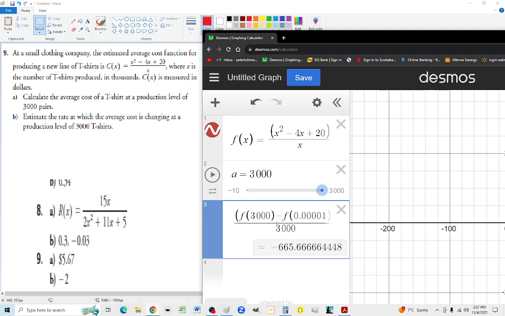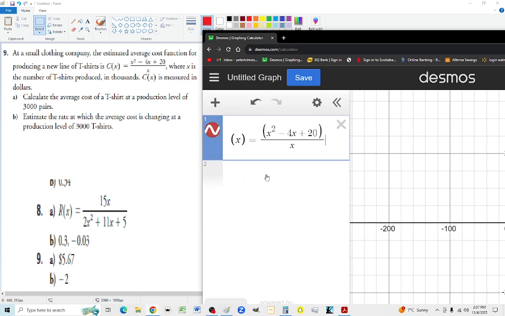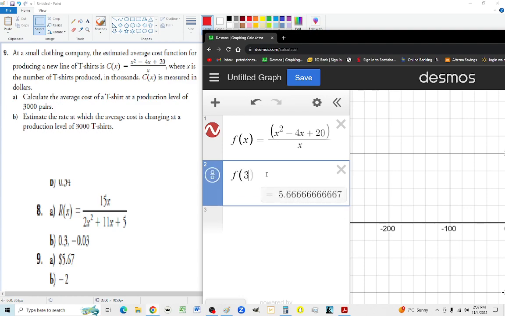Calculate the average cost of a t-shirt. Oh, I think they just want me to say what f of x is. Oh, stupid. So what if f of 3? There you go. Yeah, so you got to convert the 3,000 to 3, and there, that's the average cost. And then estimate the rate of change at which the average cost is changing, and that's what I did before.